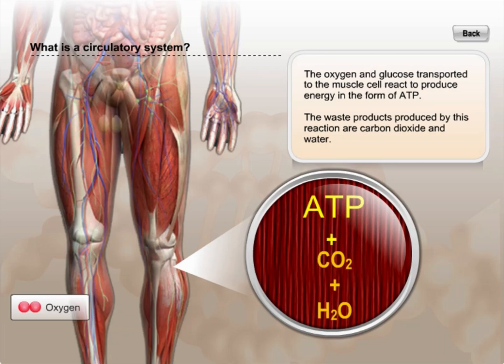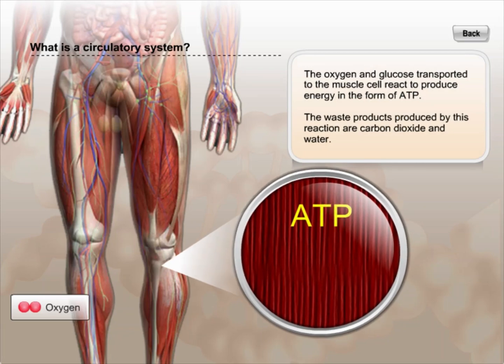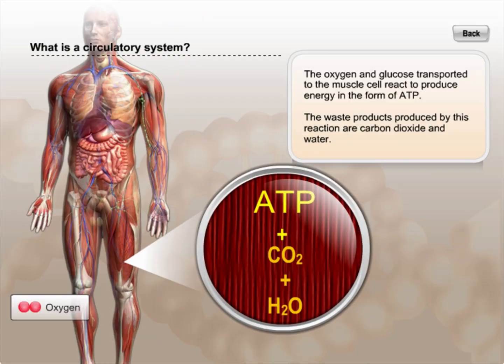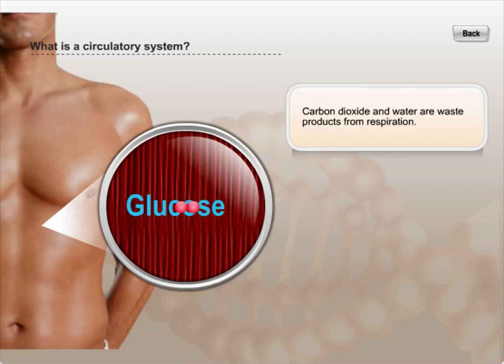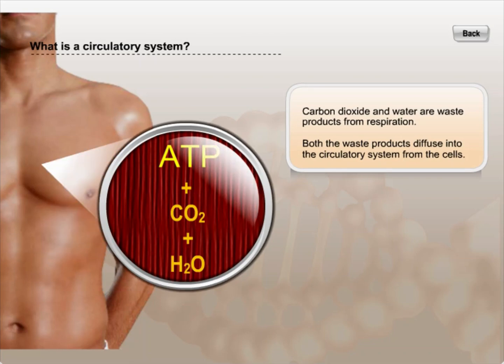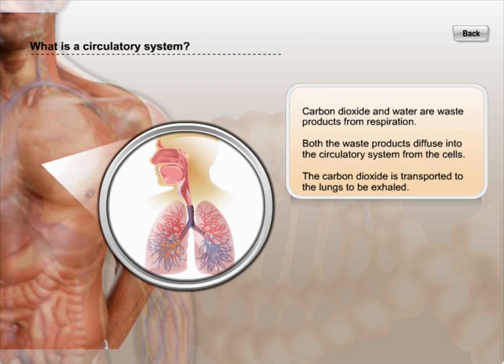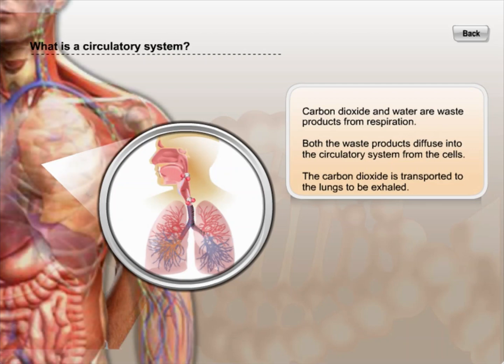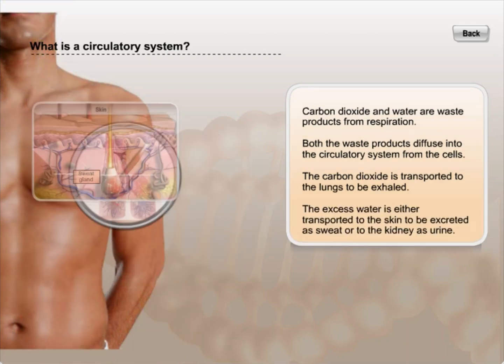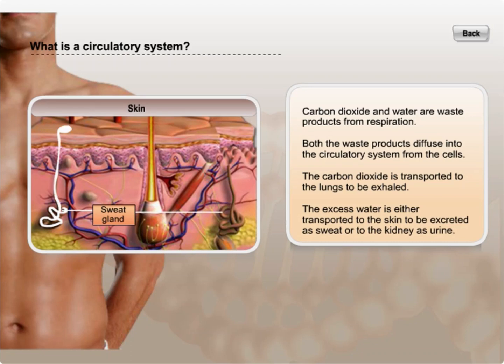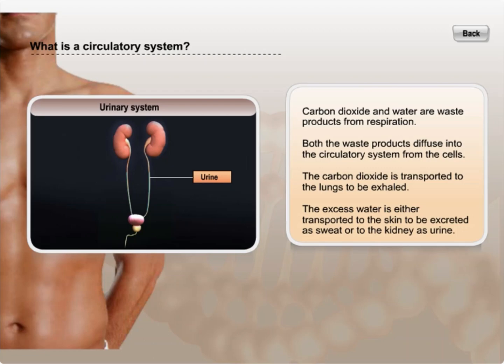The waste products produced by this reaction are carbon dioxide and water. Carbon dioxide and water are waste products from respiration. Both the waste products diffuse into the circulatory system from the cells. The carbon dioxide is transported to the lungs to be exhaled. The excess water is either transported to the skin to be excreted as sweat or to the kidney as urine.